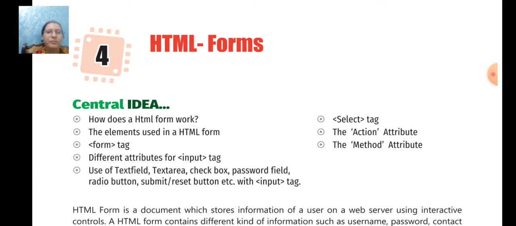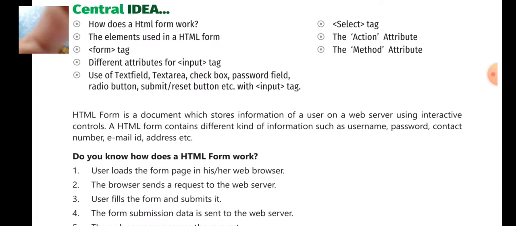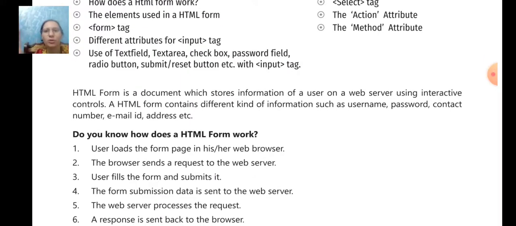Central idea: how does an HTML form work? The elements used in an HTML form are the select tag and the form tag. So an HTML form is a document which stores information of a user on a web server using interactive controls. So what is an HTML form? An HTML form is a document which stores information of a user.